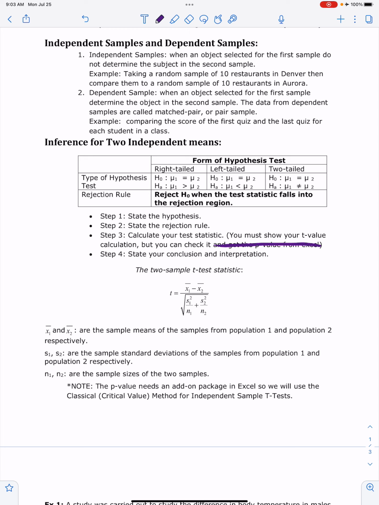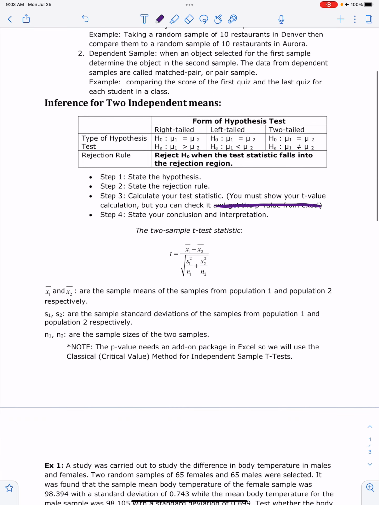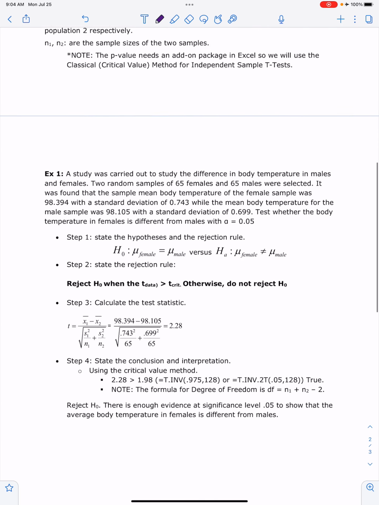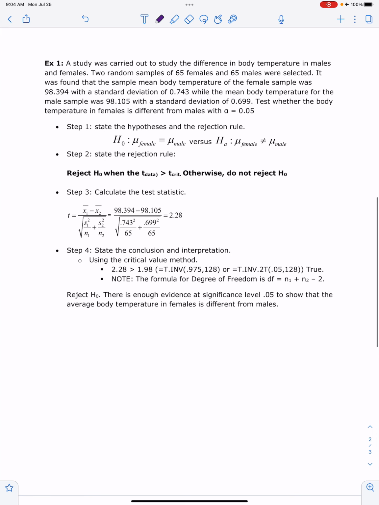So our 2 sample t-test statistic comes from subtracting those sample means and dividing by what is a pooled sample standard deviation. So the sample standard deviation from the first sample squared divided by the sample size, and the sample standard deviation of that second sample squared divided by its sample size. Okay. And there's our note about p-value. So here's our one and only one example, typed out for you so it's a little easier to read, hopefully, and follow.